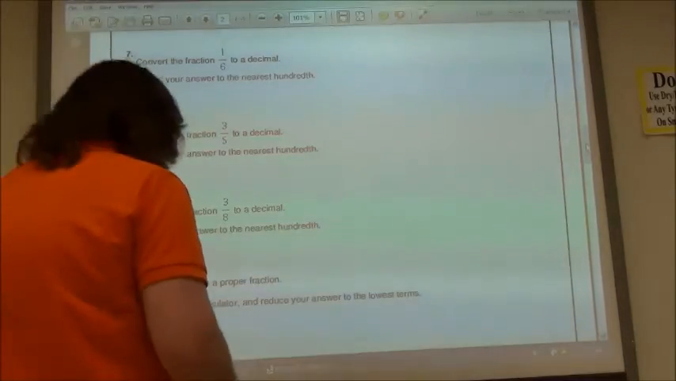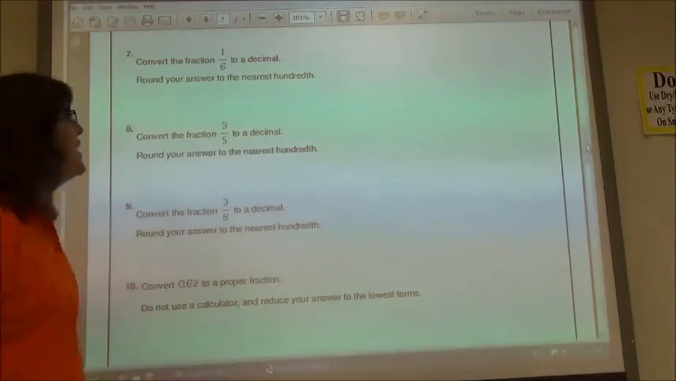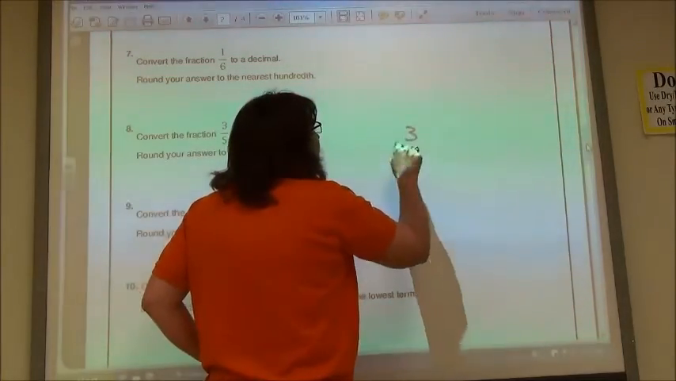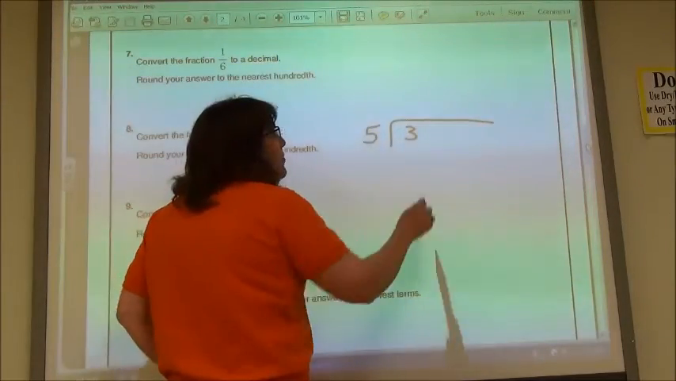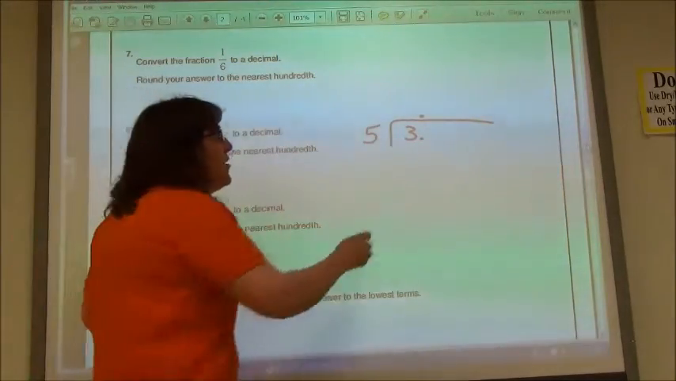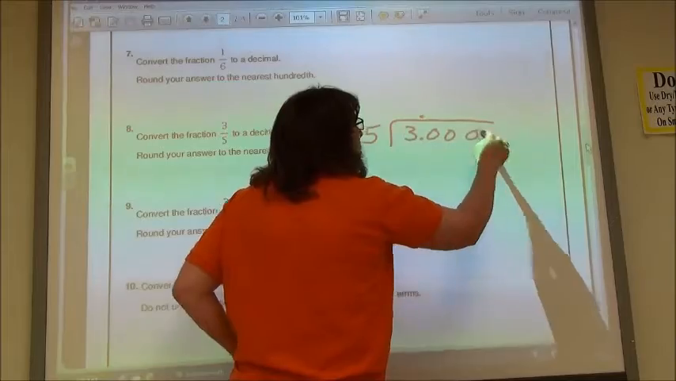So number 8 says convert the fraction 3/5 to a decimal. It means 3 divided by 5. So the 3 is on the inside and the 5 is on the outside. I put my decimal point. I want to round it to the nearest hundredth. So tenths, hundredths, and one more place for rounding.